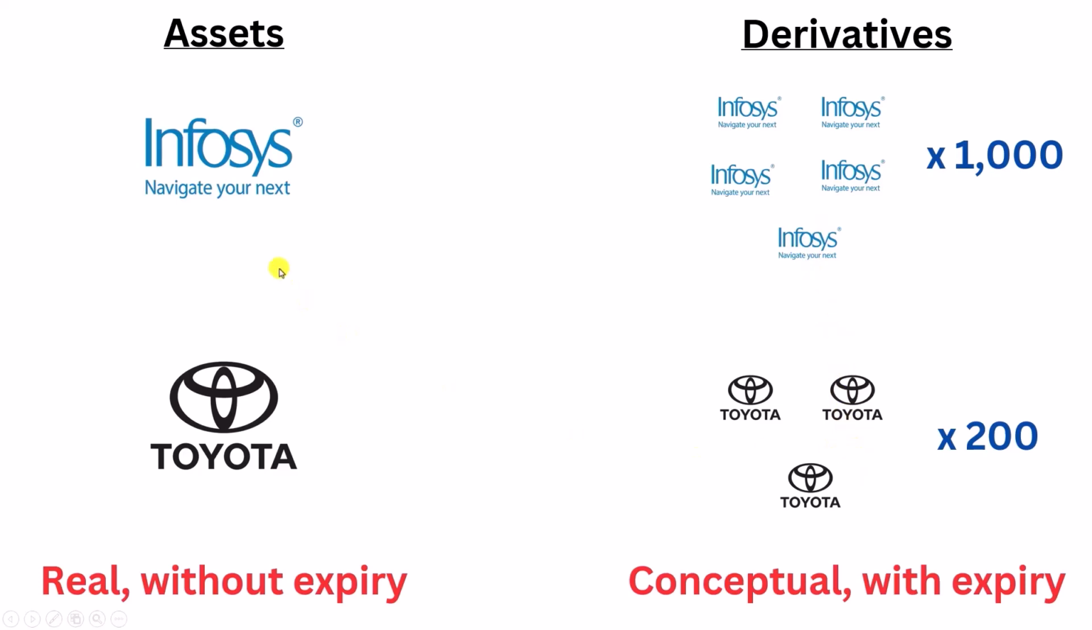Okay? Now you can see this in your portfolio. So these are real, whereas these are just contracts. These are conceptual. These are like a promise. You cannot see them. This is just a word. Alright? These are real things without expiry, and these are with expiry. Okay? So we will learn in detail about these in the future lessons. Now do not worry much about them.